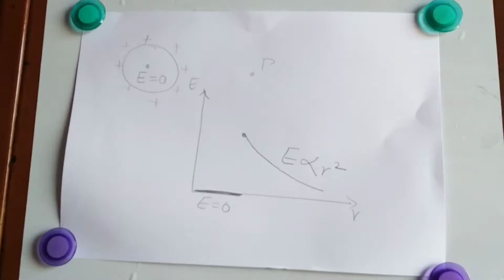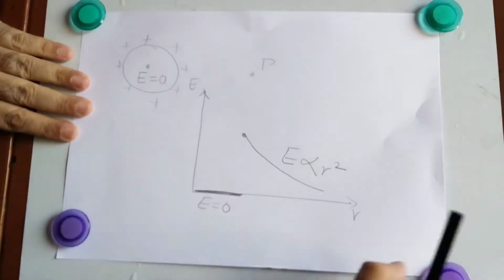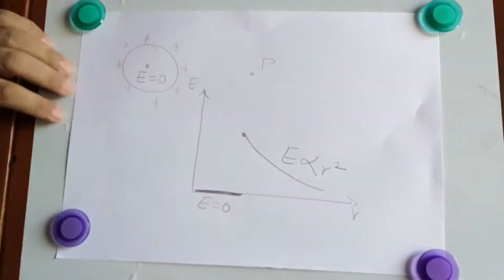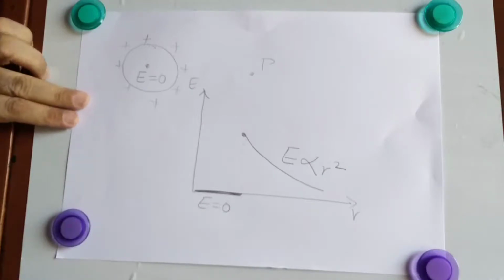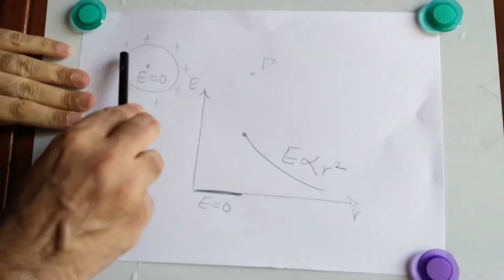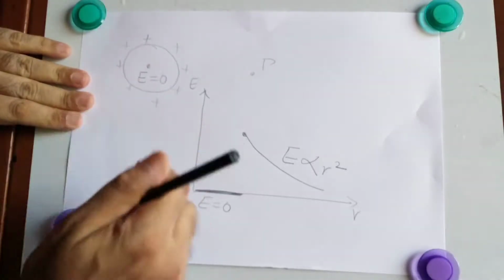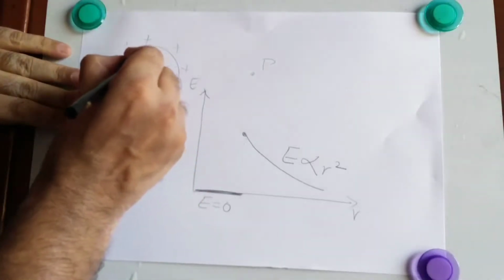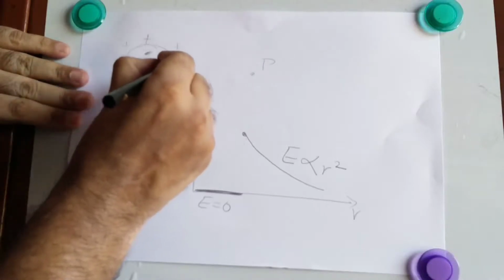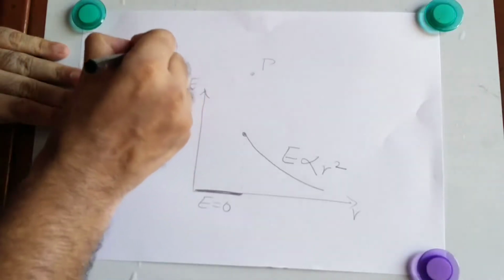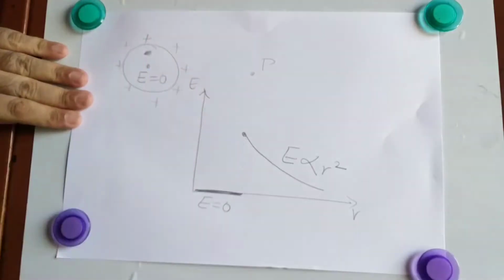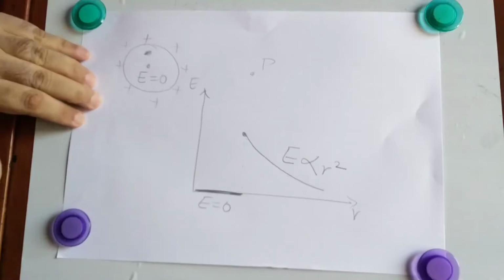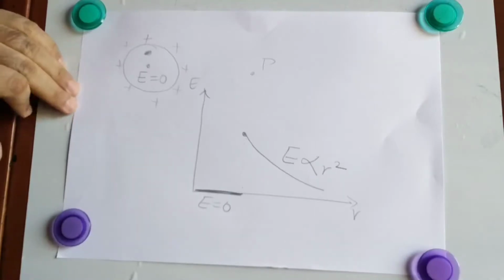Now, E inside would not have been 0 if charge was not uniformly distributed. Because this charge is uniformly distributed, if we consider any point inside and we add up the electric field due to all the charges, we find that the electric field here at every point inside turns out to be 0. If charge is not uniformly distributed, E inside will not be 0.